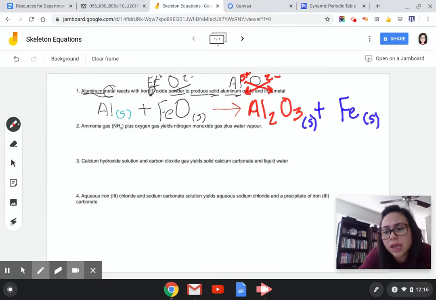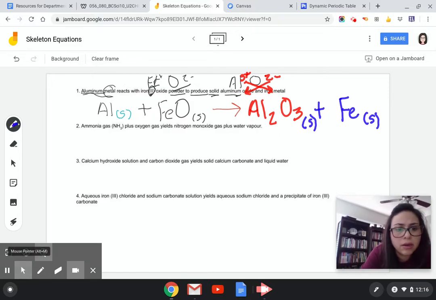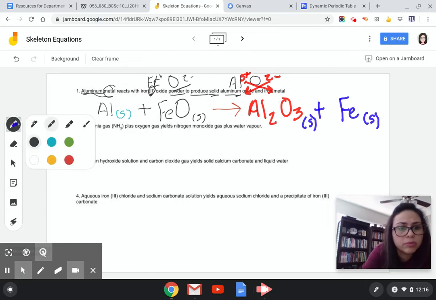And again, we're not going to add a 2 next to the iron just because it's not one of those 7 diatomic elements, okay? Even though it says iron metal, iron is not going to carry that 2. So we're done with number 1. And so we're going to go ahead and start with the next one. And let's go with number 2.